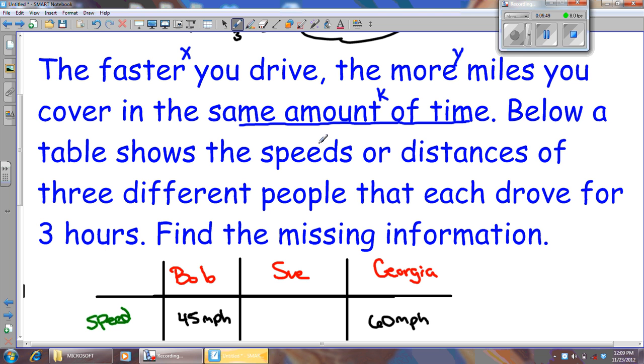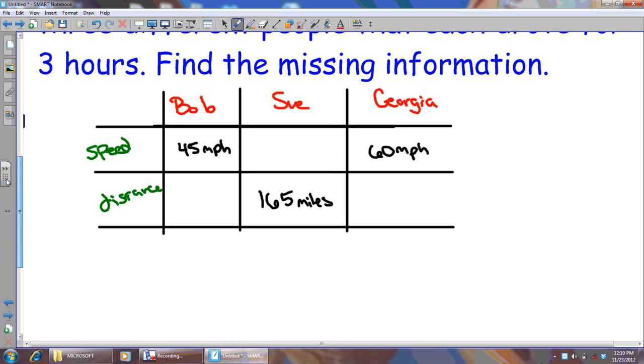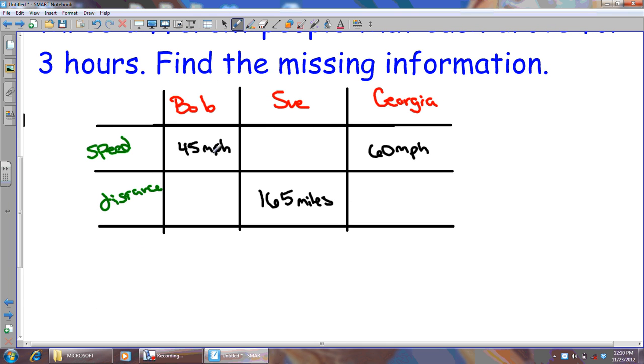Below, a table shows the speeds or distances of 3 different people that each drove for 3 hours. So let's take a look at this. Find the missing information. Bob drove 45 miles per hour for 3 hours. What distance did he travel? We have to figure out the distance. Sue, in 3 hours, went 165 miles. And then Georgia drove 60 miles per hour for 3 hours.